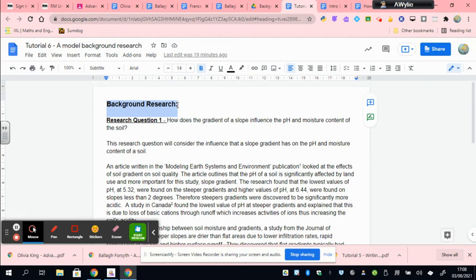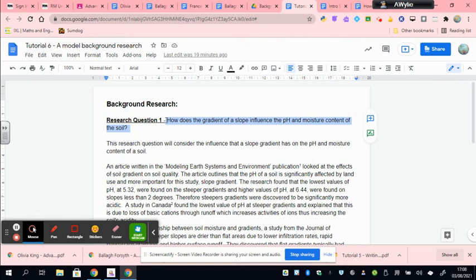Also, you're going to want to break down your background research into each of the 3 research questions. As you are developing 3 sub areas that you're studying, it makes logical sense to structure your background research into 3 sub areas. So I've got my subheading 1, research question 1. You'll also notice that in this case, we're doing a different study. This is a study on the gradient, that's the angle of a slope, and how it influences the pH, or what we call the acidity, and the moisture of a soil. And this is an actual study that a student did a few years ago.